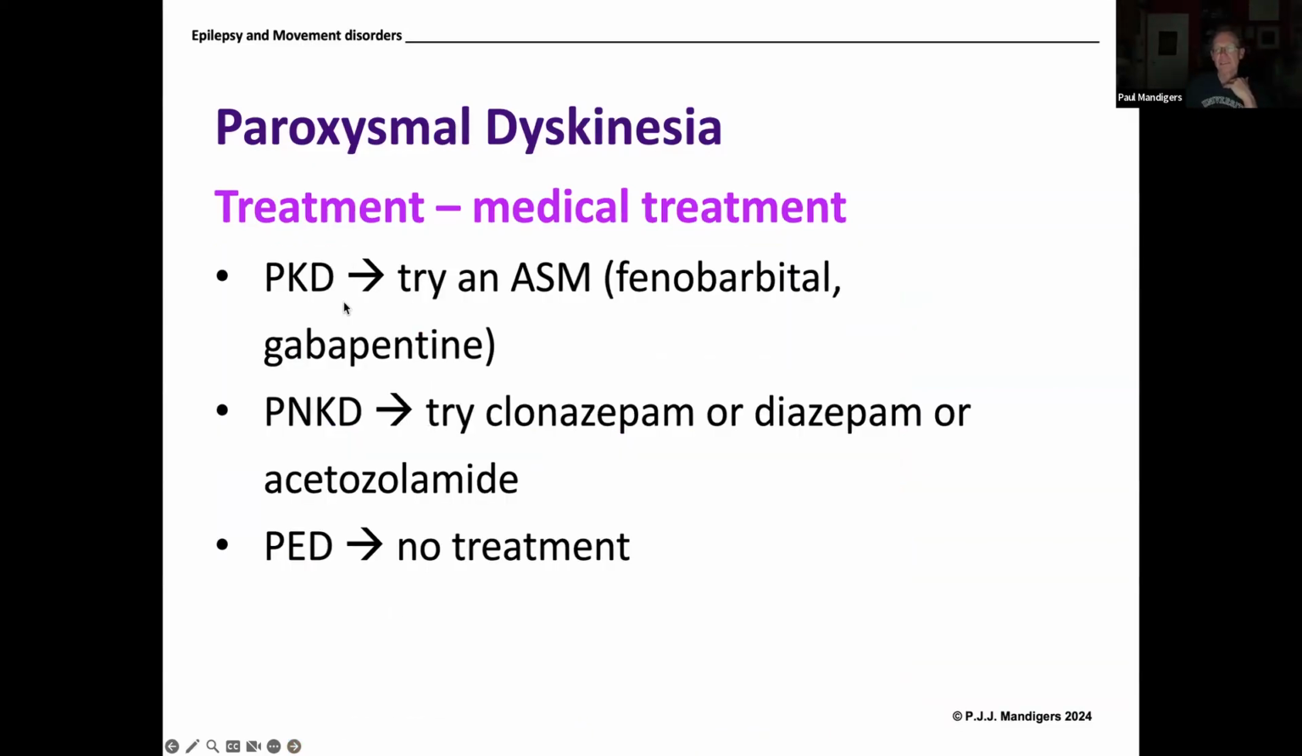But a take-home message, if it's related to movement, then you could try, for instance, phenobarbital and gabapentin. If not related to movement or excitement, then you could try, for instance, clonazepam, diazepam, or acetazolamide. This is a carbonic anhydrase inhibitor, so that's used in glaucoma treatment. And if it's exertion induced, then there is no treatment because you avoid the exertion. But this is only done if it's really, really necessary.